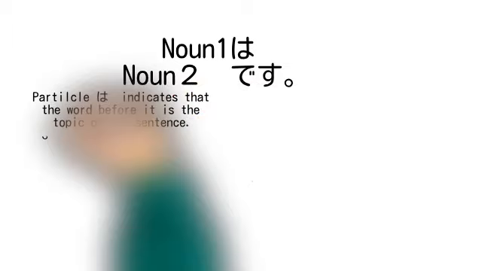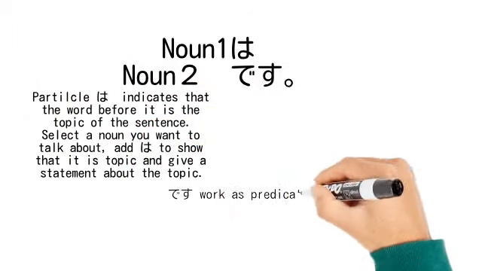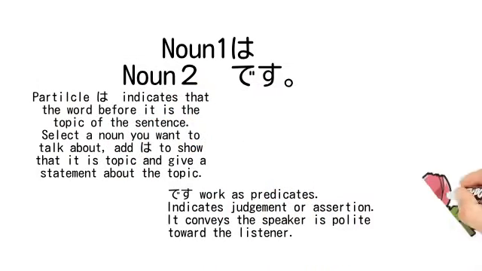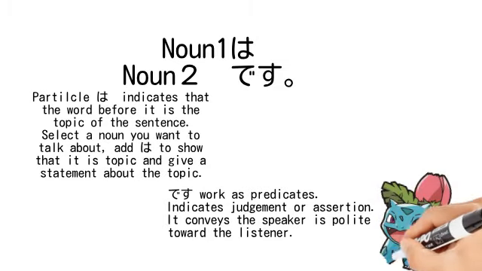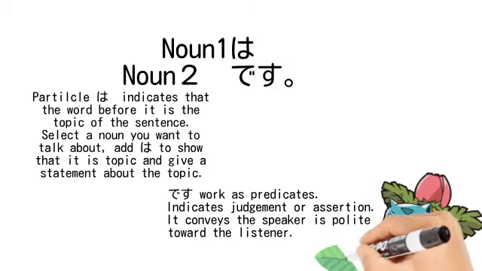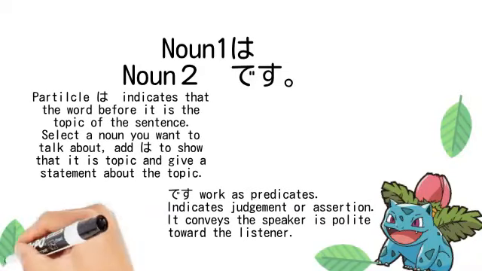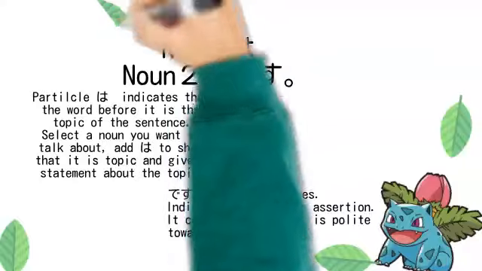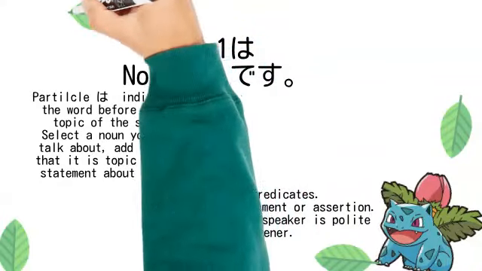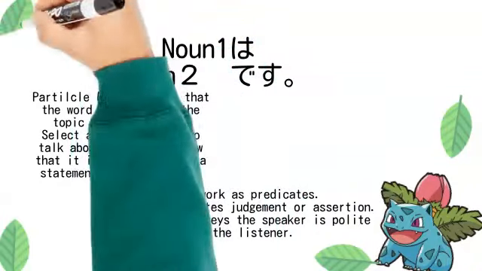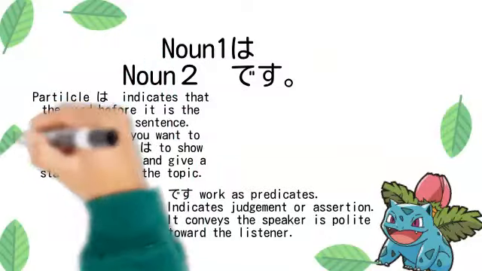First grammar point, we have noun 1 wa, noun 2 desu. The wa is a topic marker of the sentence. To select a noun you want to talk about, we add this particle to show the topic and give a statement about the topic. While desu is our predicate that involves assertion, and it is also polite toward the listener.